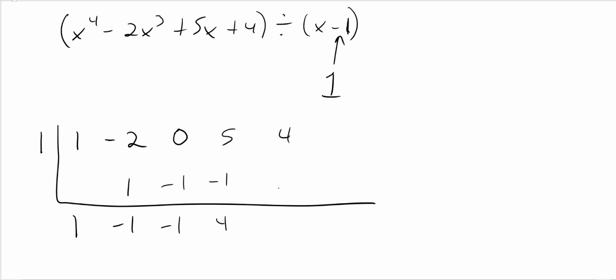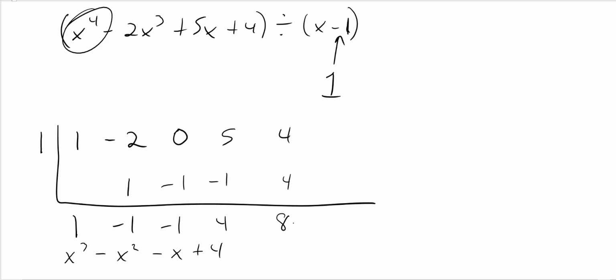1 times 4 is 4. And then you get an 8 here. Remember, this is x to the 4th, so it means it's going to be x cubed. Always 1 less. So it's going to be 1x cubed minus x squared minus x plus 4. And that 8 is your remainder.